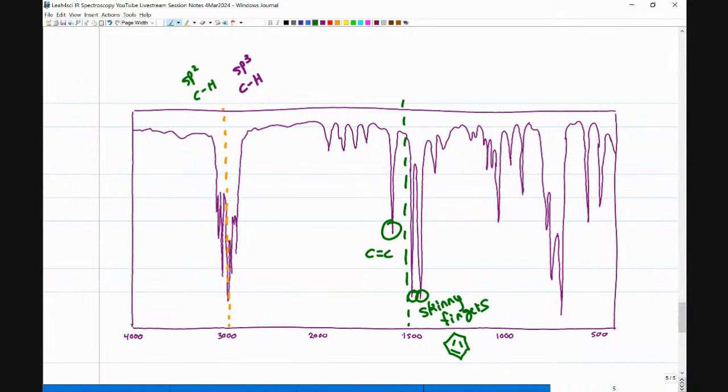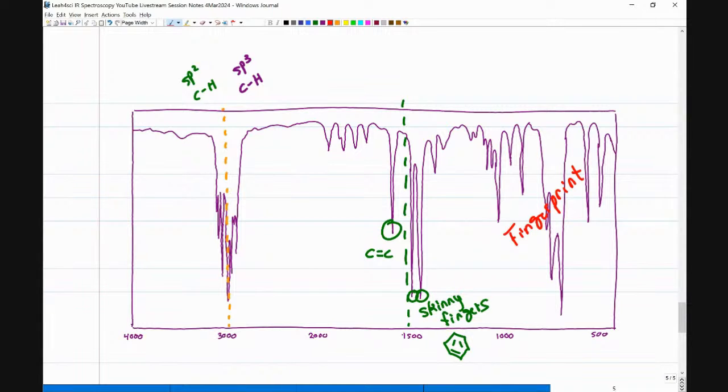What else do I have on this molecule? I have a whole lot of I have no idea and don't care because this is the fingerprint region. I kind of feel bad that we have nothing here given how long it took me to draw all that out, but nothing doing. It doesn't tell us anything.